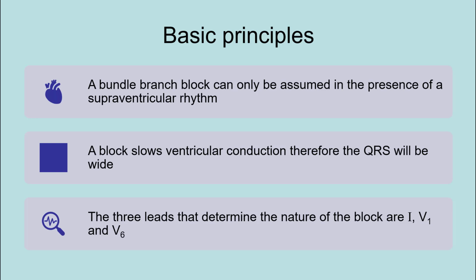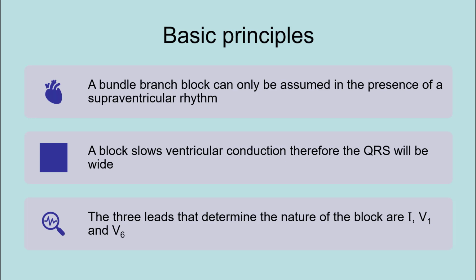So there are three basic principles that we need to stick with. The first is that a bundle branch block can only be assumed in the presence of a supraventricular rhythm. In other words, if there's no P wave associated with each of the QRS complexes, then we can't be thinking bundle branch block. The second basic principle is that any bundle branch block is going to slow ventricular conduction. So if there's no widened QRS, there can't be a bundle branch block.